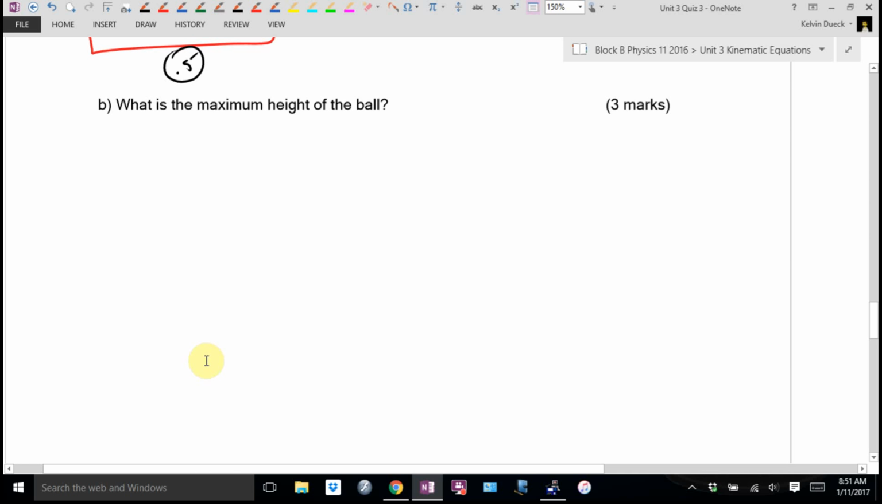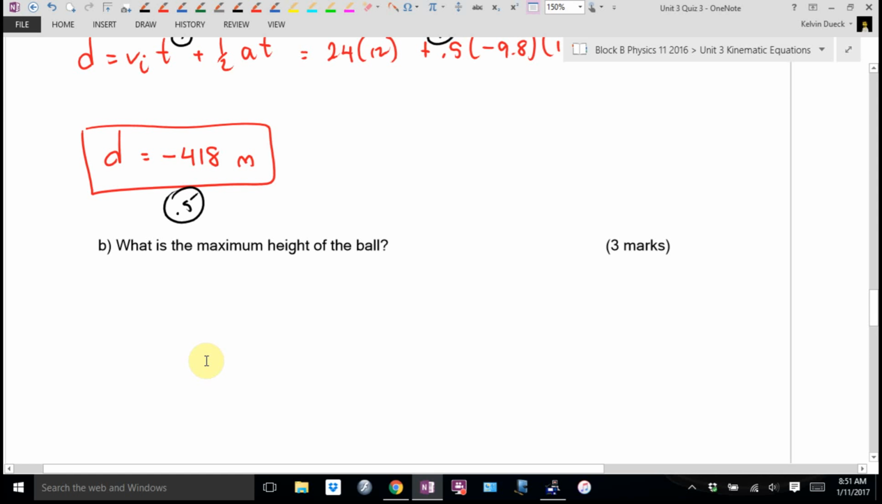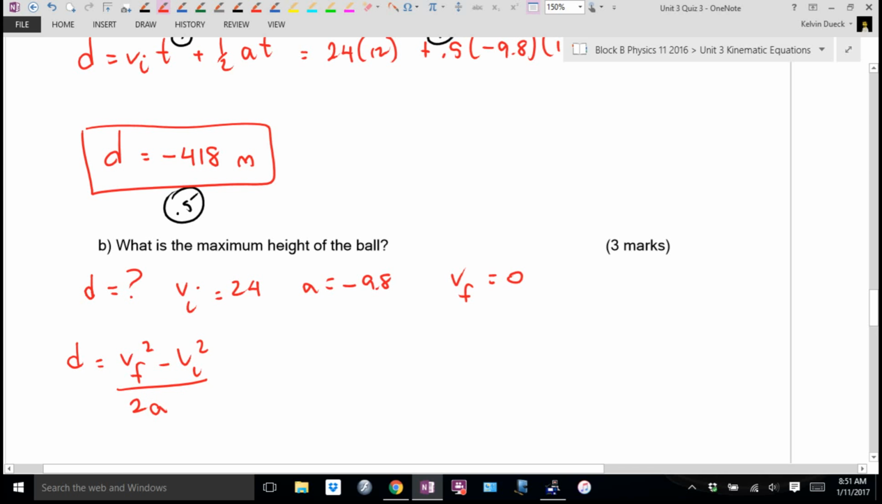Okay. Maximum height of the ball. Isn't it 418? Oh, no. That's how far it fell from the cliff. I need to find how high it went from the cliff. So I'm going to want D equals question mark. I know that VI was 24, A was negative 9.8, and for maximum height, I know VF is 0. So I can go D equals VF squared minus VI squared all over 2A.